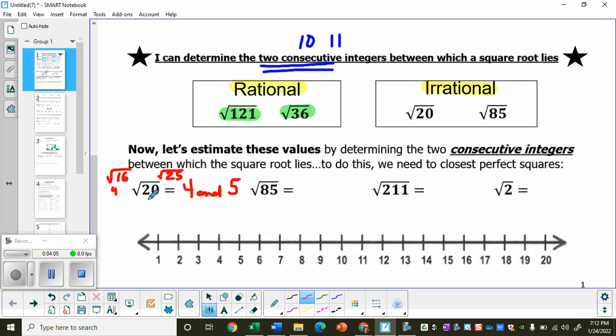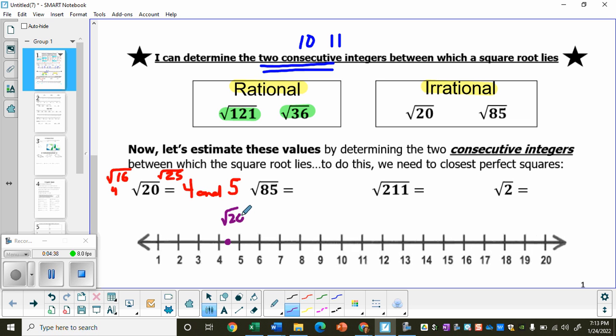So this is 4 point something. The square root of 20 is 4 point something. Now if we look, 20 is 4 away from this perfect square, and it's 5 away from this perfect square. So it's a little bit closer to 4 than it is 5. So not quite at the halfway, but slightly. I mean, it's going to look a lot like the halfway mark. And right there, somewhere between 4 and 5 would be the square root of 20.